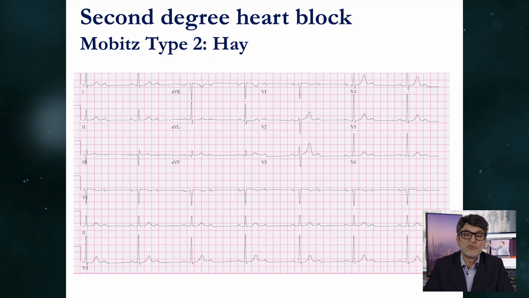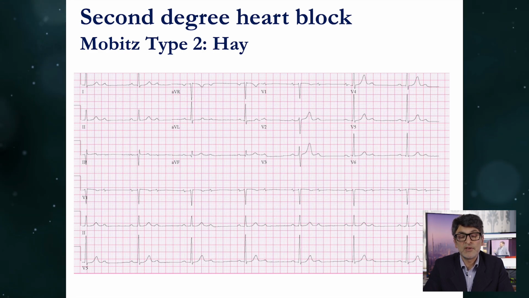Conversely, on this ECG, what you're seeing is the more sinister type of second degree heart block, where you have a fixed PR interval, and then you have a P wave, but no QRS. So asking yourself the question, can you see P waves? Yes. Is every P wave followed by a QRS? And the answer here is that every P wave is not followed by a QRS.